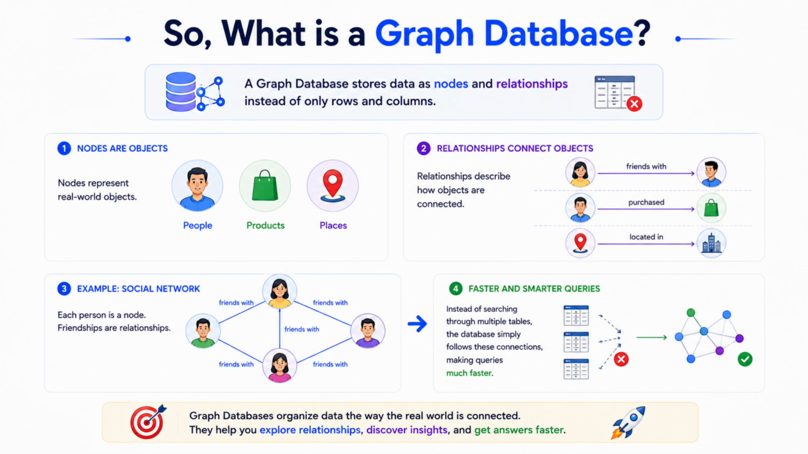A graph database stores data as nodes and relationships instead of only rows and columns. Think of nodes as objects like people, products, or places. Relationships describe how those objects are connected, such as friends with, purchased, or located in. Imagine a social network. Each person is a node. The friendships between them are relationships. Instead of searching through multiple tables, the database simply follows these connections, making queries much faster.